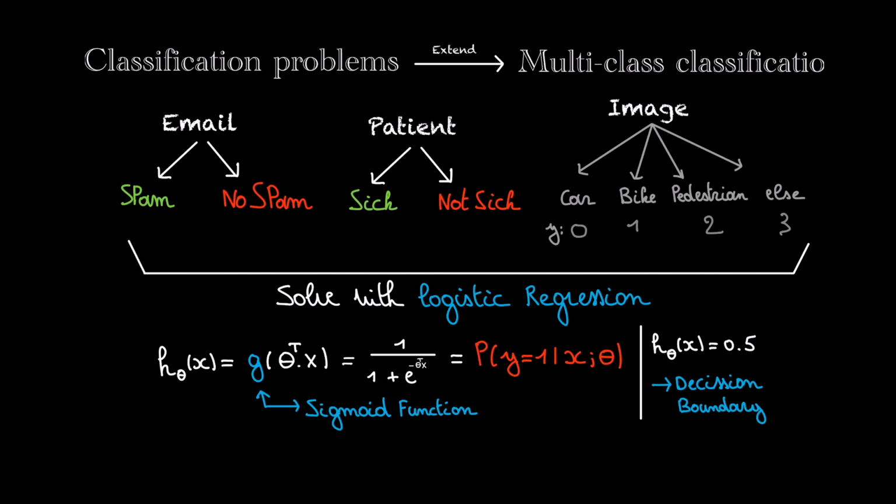Next, we'll see how we can automatically choose the right values for the parameters theta. But before we do this, we must look at a concept we call the cost function.